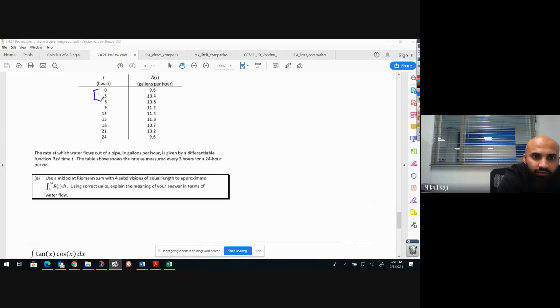So here's one. There. So we have 4 rectangles. They're all equal. So 0 to 6, I'll write them out to make it a little easier to see. 6 to 12, 12 to 18, 18 to 24. See, what it means equal is that they're all 6 wide.